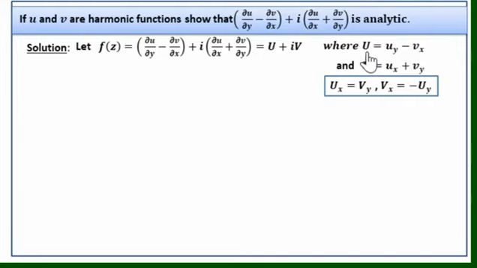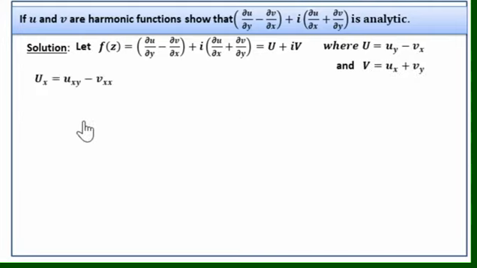That is ux equal to, so we have ∂/∂x of uy can be written as uxy minus ∂/∂x of vx is vxx. Okay, next ∂u/∂y. How do you get ∂u/∂y or uy? Differentiate u with respect to y keeping x constant. So ∂/∂y of uy, that is uyy, minus ∂/∂y of vx, that is vyx.